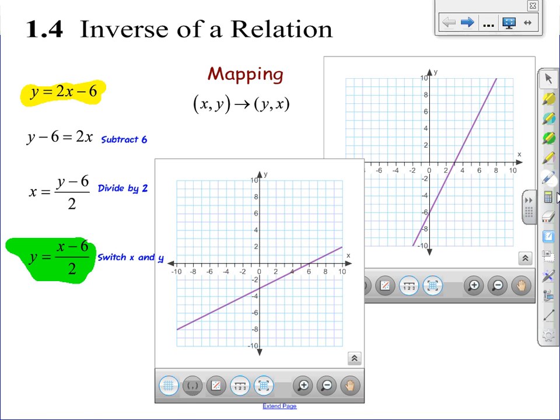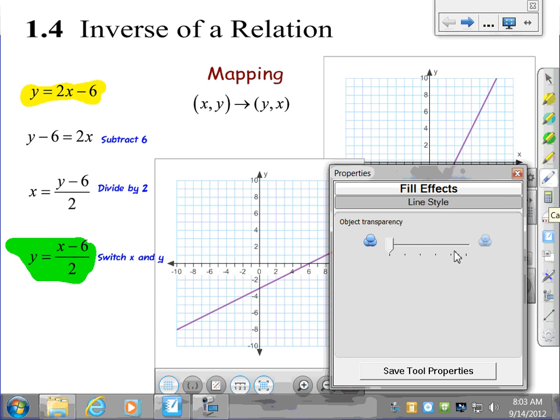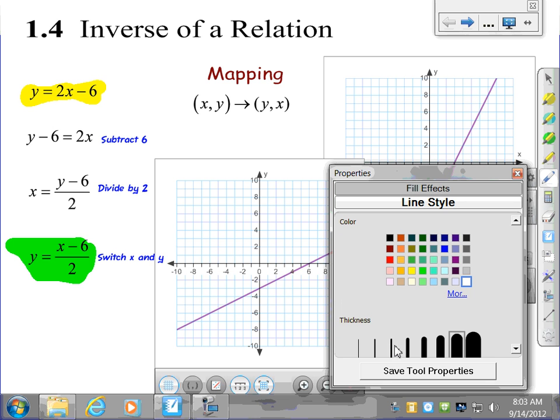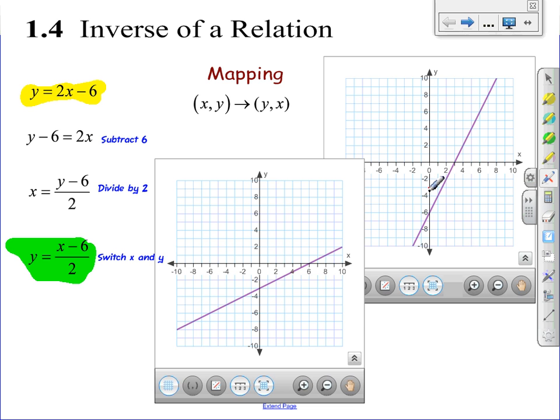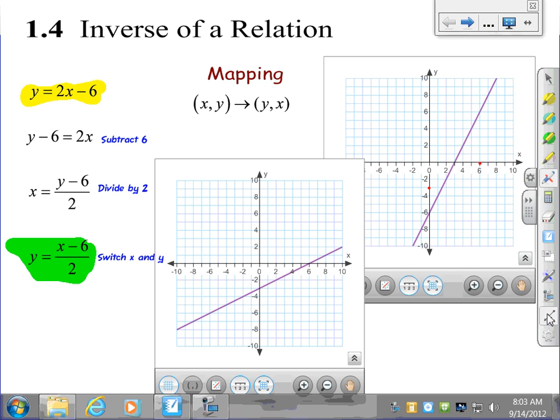What I'm going to do is grab a pen here and make it a little bit skinnier, make it a different color. Okay, and we're going to plot these points for the green function on the yellow. So we have the point 0 and minus 3, that's right here. And then another point to make a straight line, so I'll use this x-intercept at 6 and 0. And I'll connect them with a straight line.